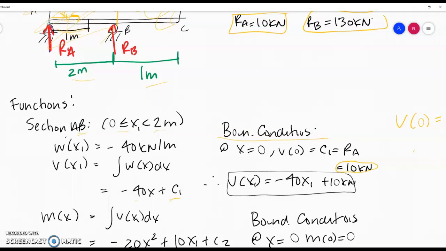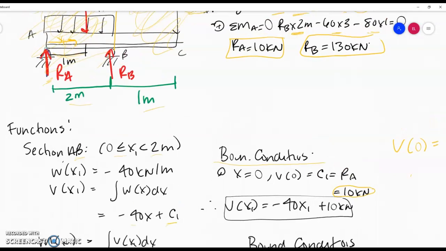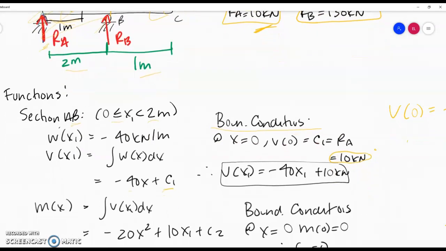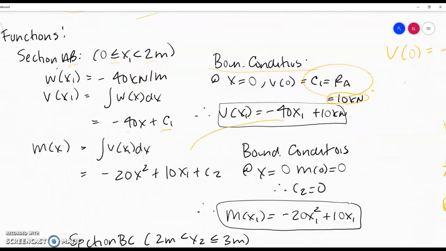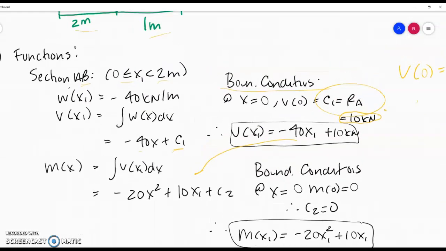Boundary conditions at x equals 0. We just have the value of RA, which is 10. So therefore, C1 is equal to 10. Therefore, our equation is minus 40x plus 10. That's the shear. Now I'm going to integrate this again. So I get minus 20x squared plus 10x plus C2.